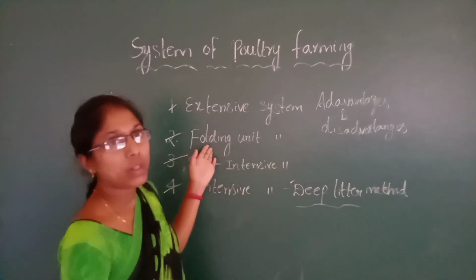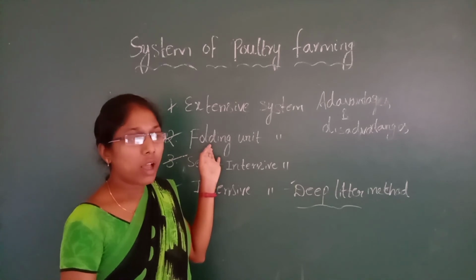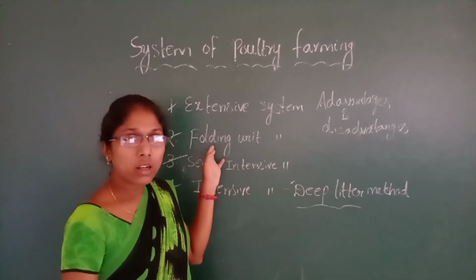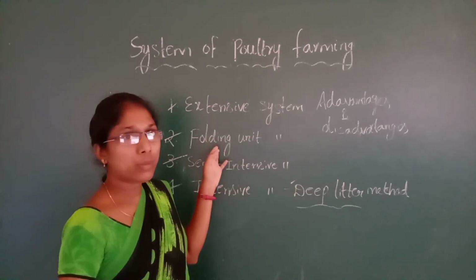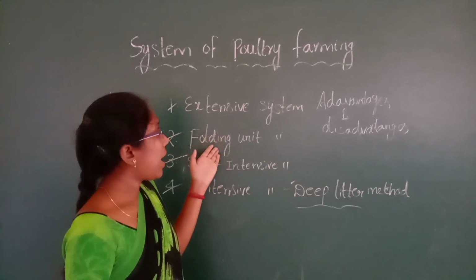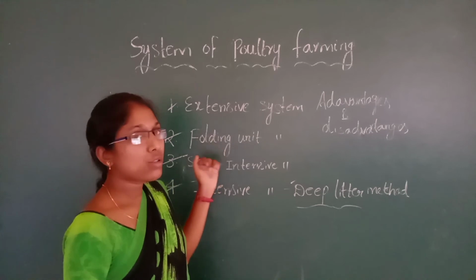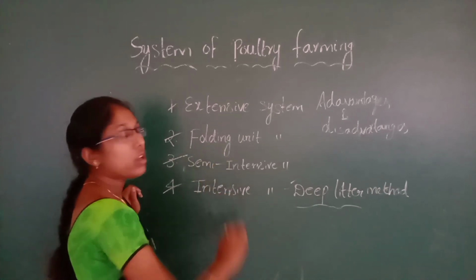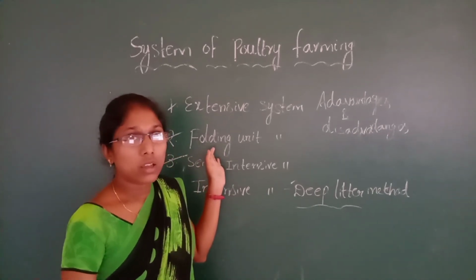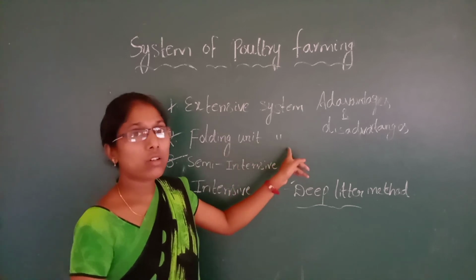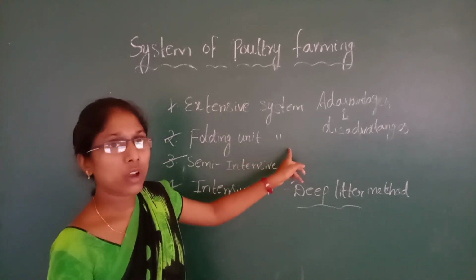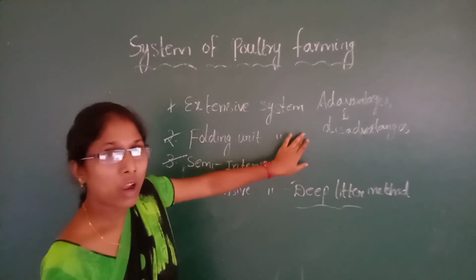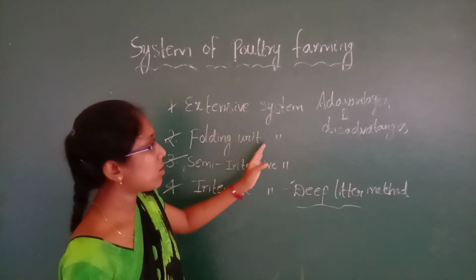Next, the folding unit system. In the folding unit system, we can easily fold the house and move it from one place to another. They also have free light and air, so we can give them proper feeding. The advantages are that birds directly release their droppings into the soil, so soil fertility increases. Here we can keep only 25 hens, so it is better to rear them in the extensive system compared to the folding unit system.